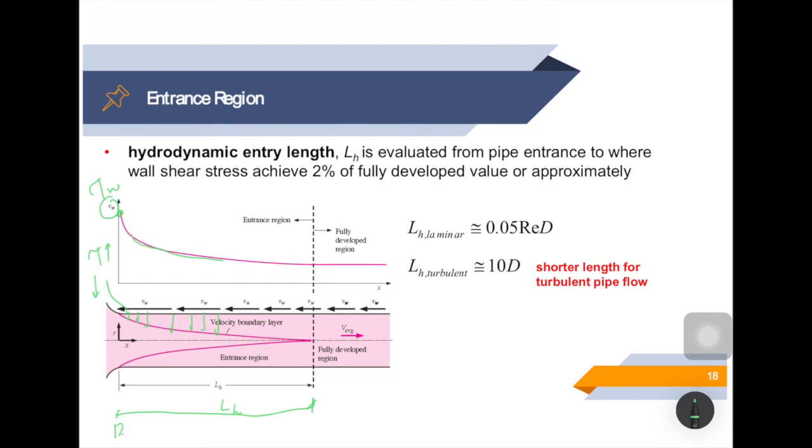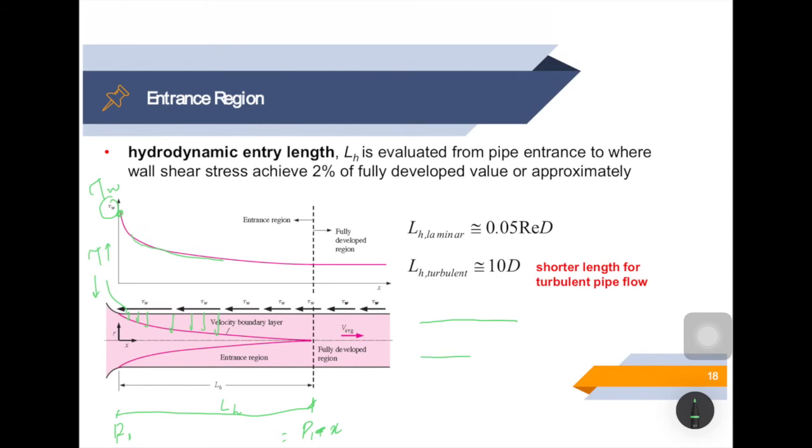So if the pressure is P1 here, then it decreases by some value x. So there is a pressure drop. The pressure drop is higher in the entrance region of the pipe, and the effect of the entrance region is always to increase the average friction factor. So for the entire pipe, the average friction factor increases. This increase may be significant for short pipes but negligible for long ones.